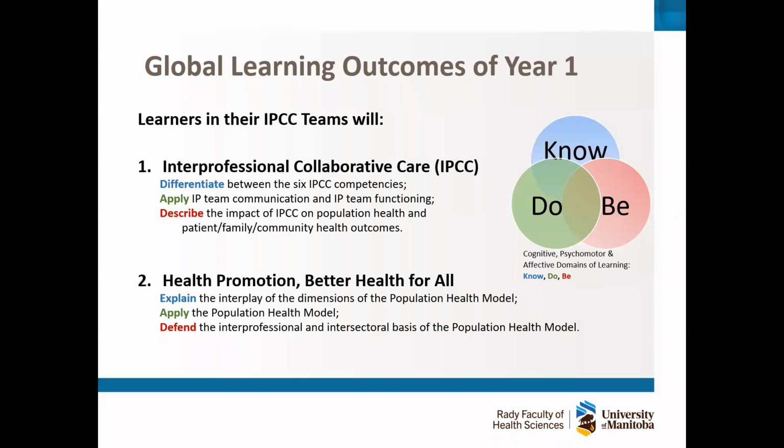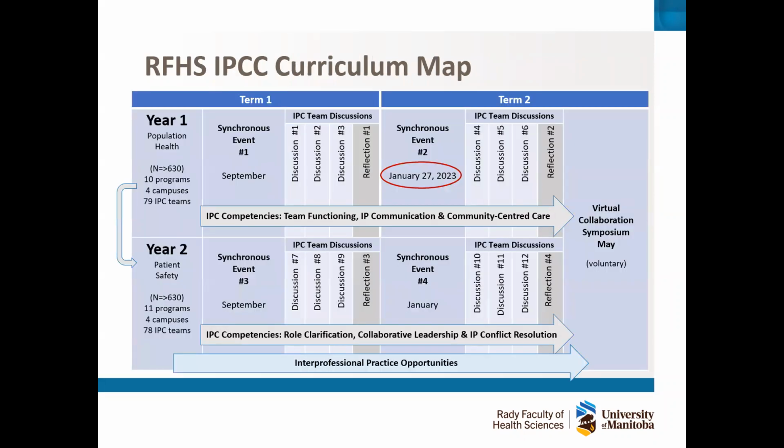The global learning outcomes for our first year are listed on this slide. They are divided between interprofessional collaborative care, but in the context of population health or health promotion and better health for all. We try to pay attention to the 3 different ways our learners learn: the cognitive domain, psychomotor, and affective. So we're trying to create engagement and an environment where we can hone in on the different domains of learning.